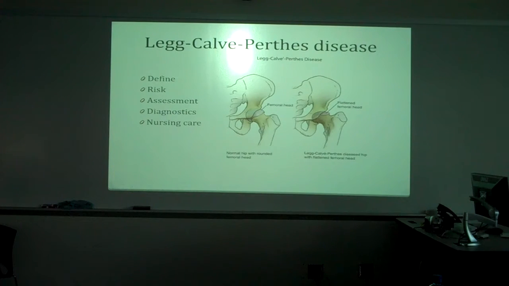Legg-Calve-Perthes disease. Somebody pronounce it for me if you know how to. Okay, there we go. Aseptic necrosis of the femoral head. It can be bilateral or unilateral. It's usually unilateral. Risk factors include trauma or coagulation defects. Assessment, you will see an intermittent, painless limp, hip stiffness, limited range of motion, pain in the thigh, shortening of the affected leg, and muscle wasting. Diagnosis is made by x-ray.